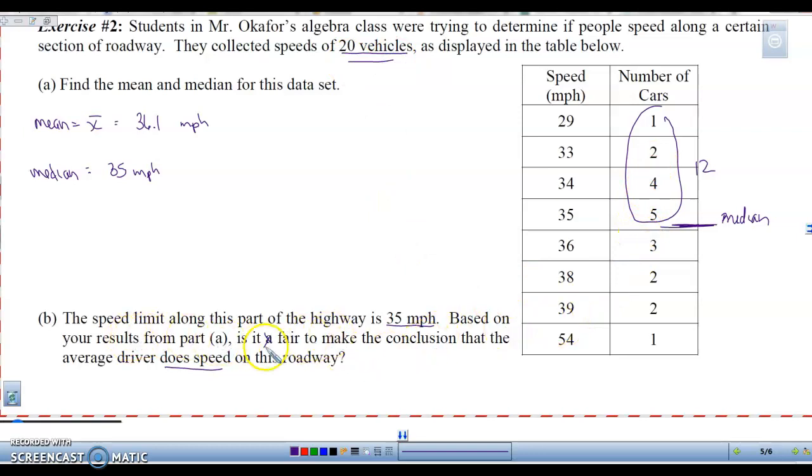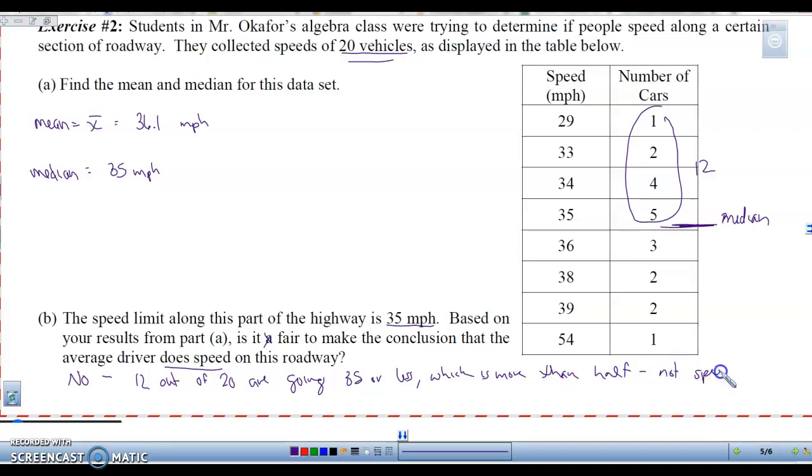So, based on your results from part A, is it fair to make the conclusion the average driver does speed? This would be no. Okay? 12 out of 20 are going 35 or less, which is more than half. Okay, so that means they are not speeding.